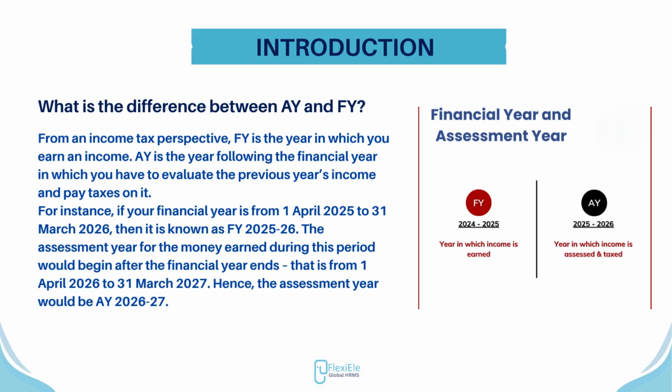Then comes the assessment year. It's the year after the financial year, when you sit down and file your tax return based on the income you made last year. So if you made income between April 2025 and March 2026, which is financial year 2025 to 2026, you'll report it in assessment year 2026 to 27. It's like you spend a year cooking and the next year serving the dish to the tax department.